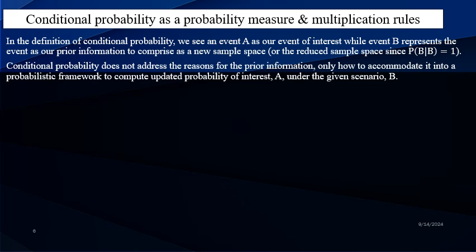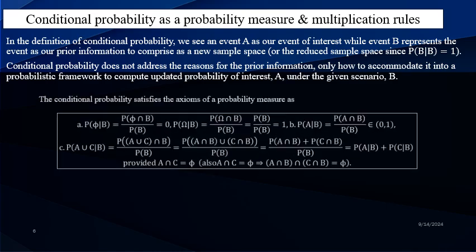Okay. So conditional probability doesn't address the reason for the prior information. If you are computing conditional probability, it is not giving any reason for the prior information. It only shows how to accommodate it into the probabilistic framework to compute the updated probability of interest. Thus, it is computing the updated probability of the given event under the given scenario. So that is the thing, okay.